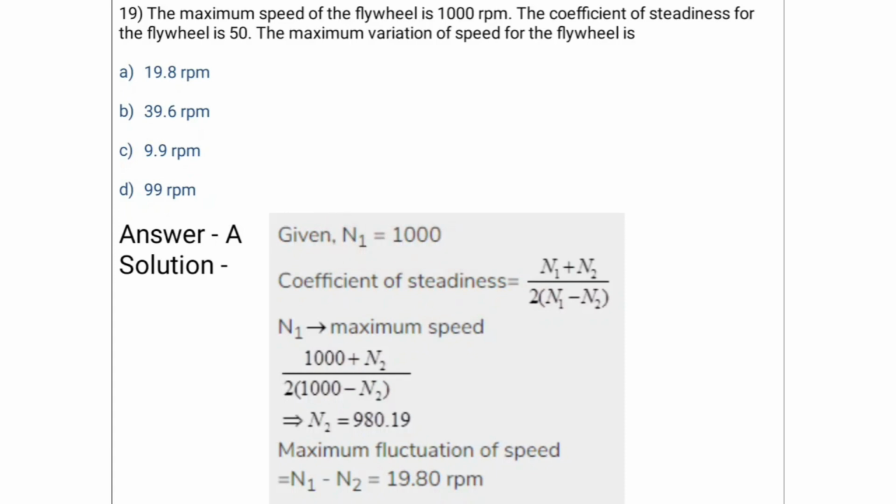So you can put the value for n1 and just find out the unknown parameter n2. For the unknown parameter n2, 980.19 is the right answer. Coefficient of steadiness of the flywheel is given as 50. So if you put the value 50 and n1 as 1000 rpm, you will get n2 as 980.19, and then you can easily calculate the maximum fluctuation of speed, that is nothing but n1 minus n2, maximum speed minus minimum speed. So 19.80 rpm is the maximum fluctuation of speed, and option number A is the correct option.